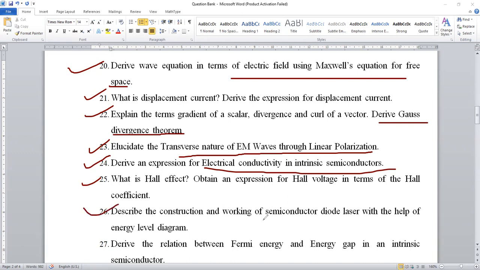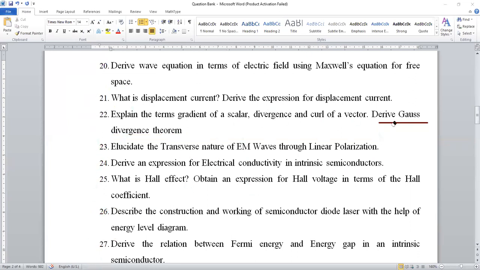Explain the construction and working of semiconductor diode laser with the help of an energy level diagram. You have to mention the valence band, conduction band, forbidden energy gap, with the help of that particular diagram. Derive the relation between Fermi energy and energy gap in the intrinsic semiconductor. This is also related to band theory. You should have thorough knowledge about band theory.